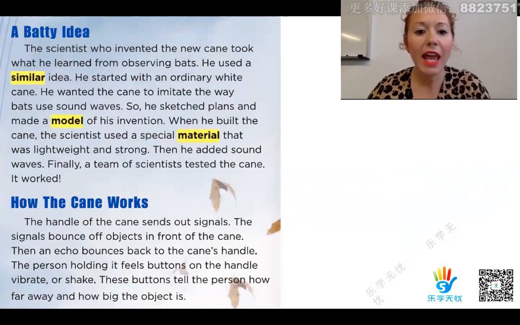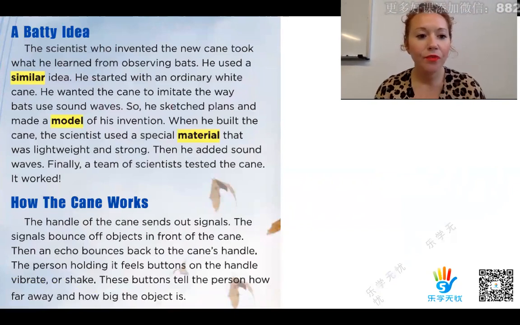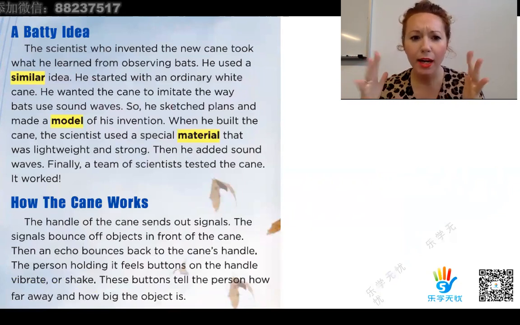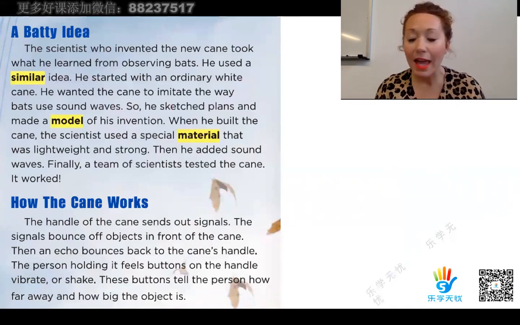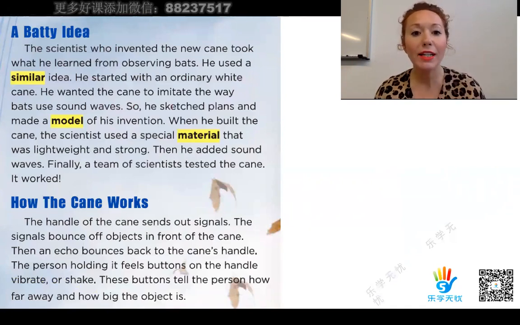How the cane works. The handle of the cane sends out signals. The signals bounce off objects in front of the cane. Then an echo bounces back to the cane's handle. The person holding it feels buttons on the handle vibrate or shake. These buttons tell the person how far away and how big the object is.